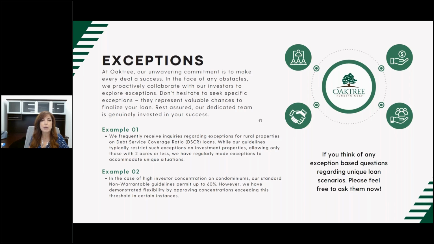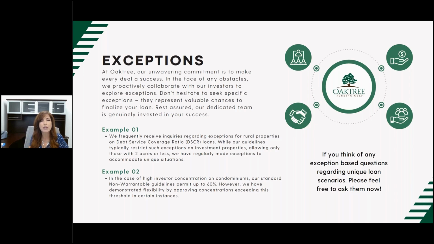For exceptions, we do require 2 compensating factors. What that means is if we want to go outside the guidelines, then we need some strength in the file to make up for the weakness in the file. Say the example of the investor concentration. For warrantable condos, 50% investor concentration is allowed. For non-warrantable, 60% investor concentration is allowed.